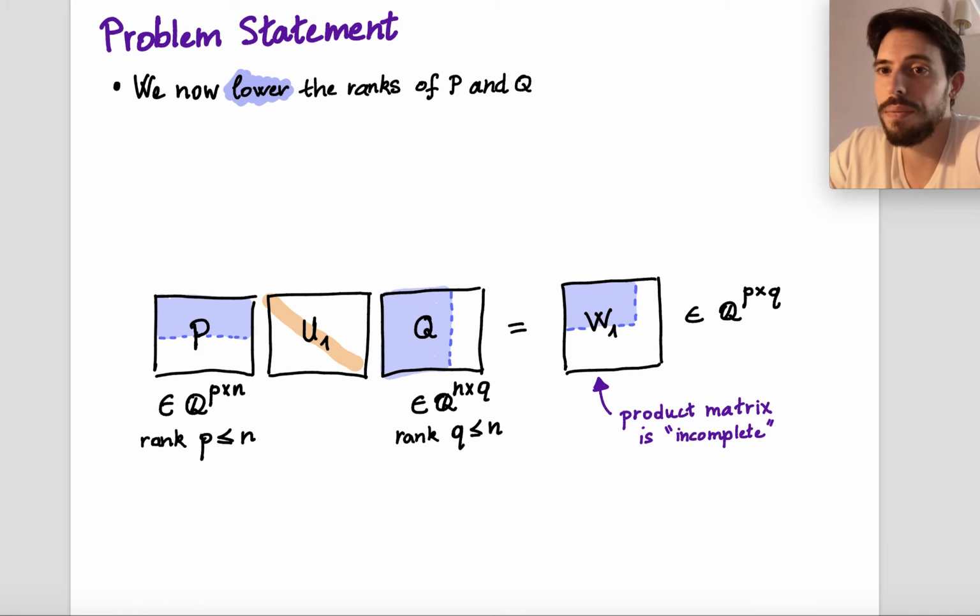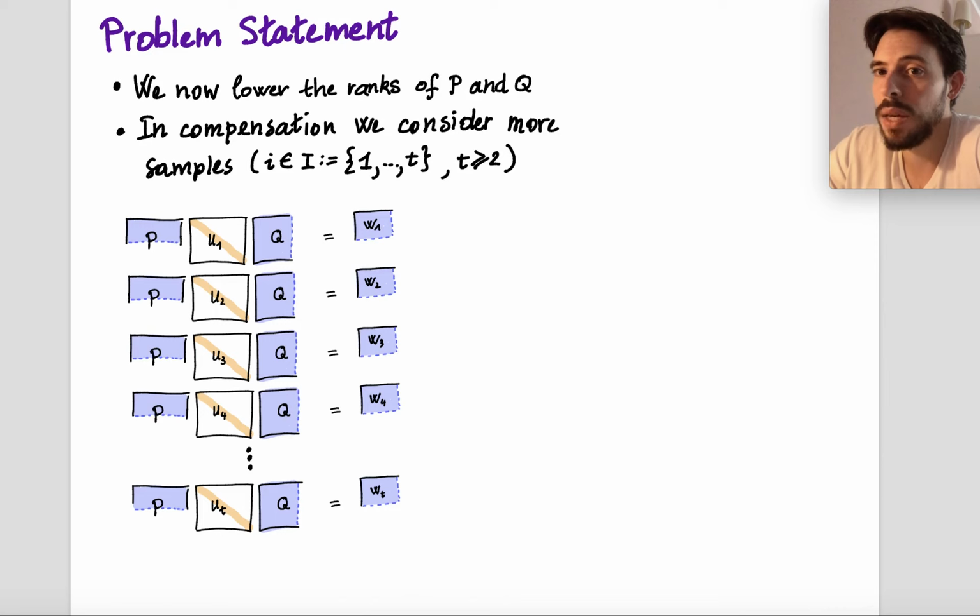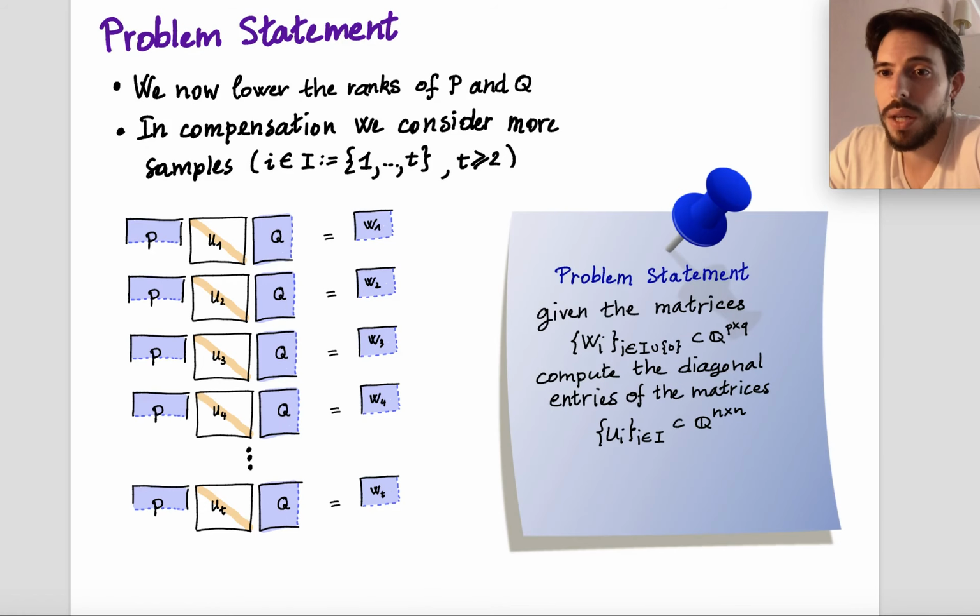Note that the matrix U1 is still fully informative. Now, in order to compensate this loss of information in P and Q, we consider multiple equations. That means we denote by capital I a certain index set that ranges from 1 up to t, where t is a fixed integer that counts the number of samples. And in this notation, we then tackle the following more general problem. Given access to these matrices Wi together with the matrix W0, which is P times Q, we aim at revealing the diagonal entries of Ui.